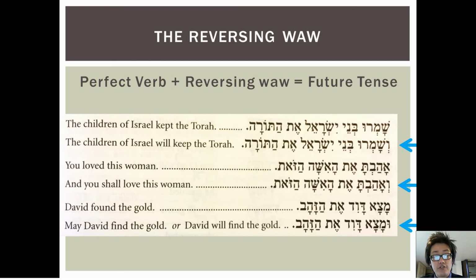Umatzah, and David will find the gold. Or David will find the gold. The and, as you can notice in some of these sentences, does not always have to go there. That kind of depends on the preference of the interpreter, of the translator and her reading of the context. So the vav can mean and, as it does here in the second sentence, and you shall love this woman, or you can leave it out. This really is a preference on your part. The most important thing is to recognize that when it is attached to these perfect verbs, you flip its meaning from past tense to future.